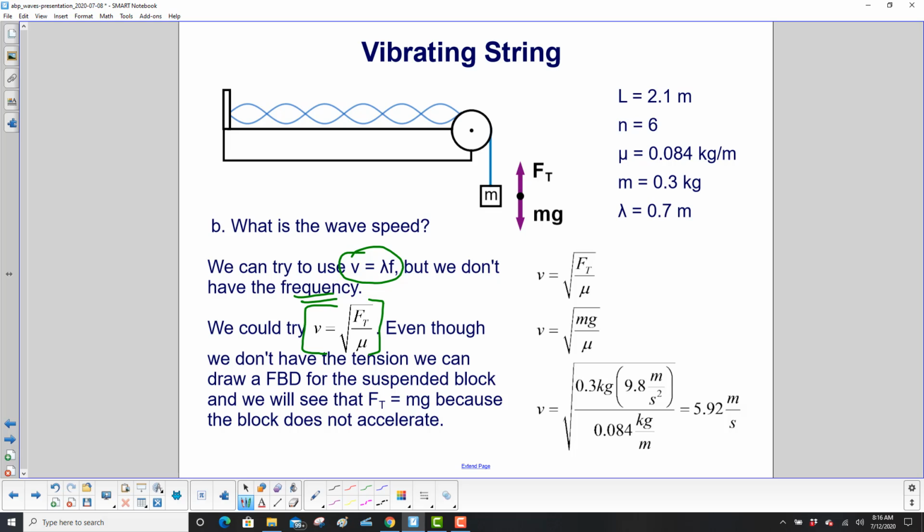We don't have the tension either, but using dynamics, we do a free body diagram for the mass. We have gravity pulling it down, the tension of the string pulling it up. Now the mass is not moving, so tension minus mg is equal to ma is equal to 0. There's no acceleration, so the tension is equal to mg. Substitute that in, and we can now multiply mass times g, divide it by mu, and we get a velocity of 5.92 meters per second.